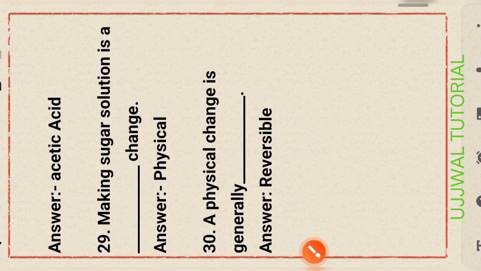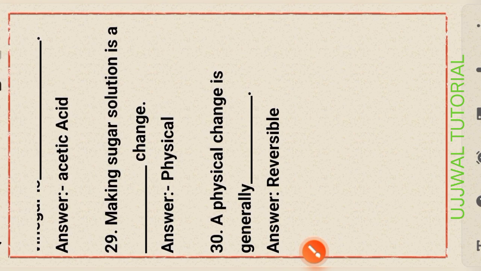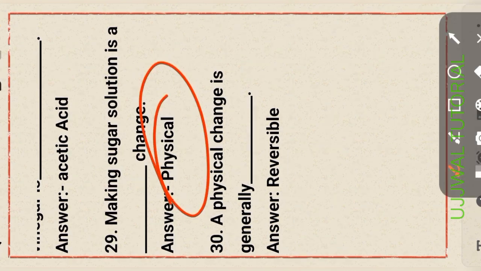Next question number 29. Making a sugar solution is a physical change, because there is no change of composition. Next question, the last question of this part. A physical change is generally reversible. But in some cases, for example cutting of paper, it is an irreversible physical change. But normally a physical change is known as a reversible change.